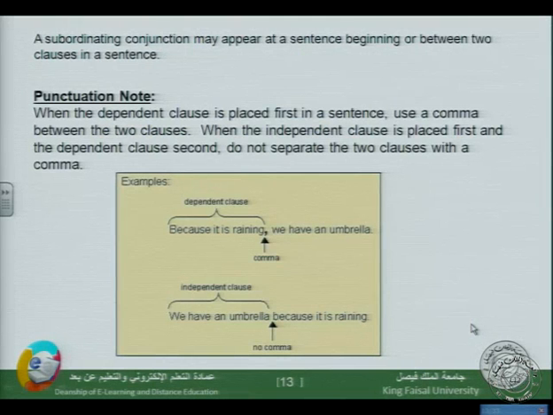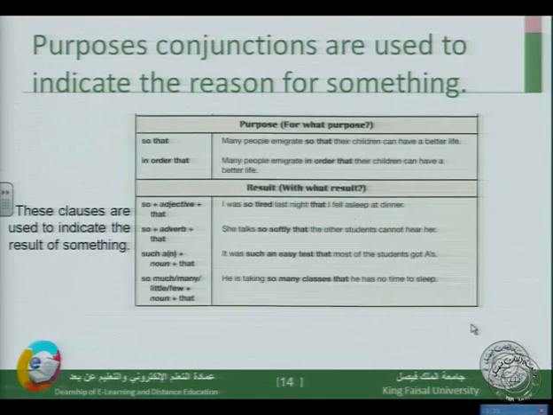A subordinating conjunction may appear at a sentence beginning or between two clauses in a sentence. When the dependent clause is placed first in a sentence, use a comma between the two clauses. When the independent clause is placed first and the dependent clause second, do not separate the two clauses with a comma. وهذا ما شرحناه قبل قليل.